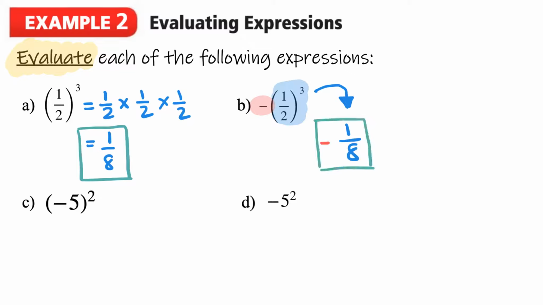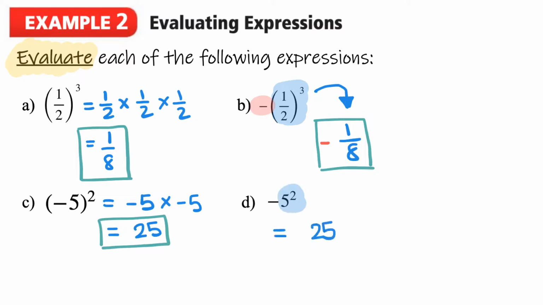So now for letter C, we've got negative 5 squared, which just means we have negative 5 times negative 5, and we know that a negative times a negative is a positive, so this is going to give us 25. But then for letter D, again, we have to look at our PEMDAS rules, and because there are no parentheses here, we have to do 5 to the power of 2 first, which is 25, and then the negative in the front. So we get negative 25 for this one.